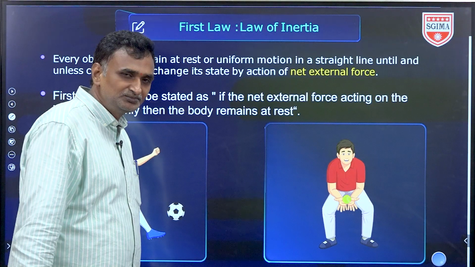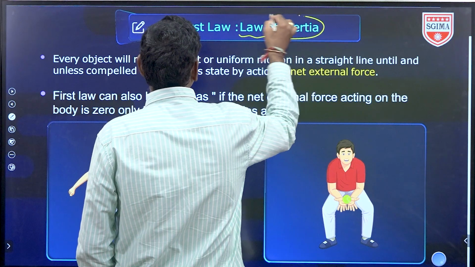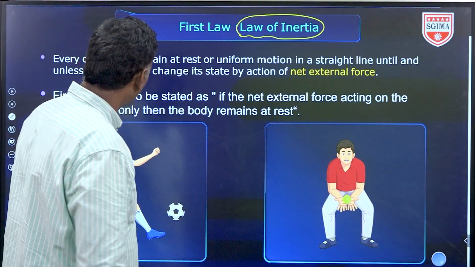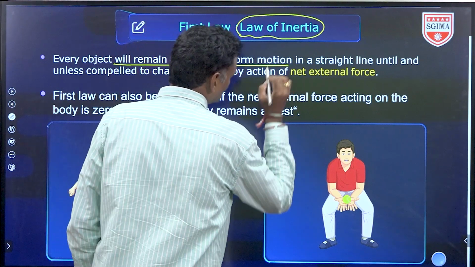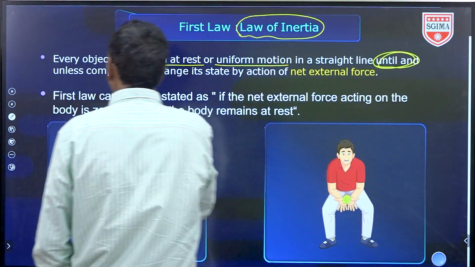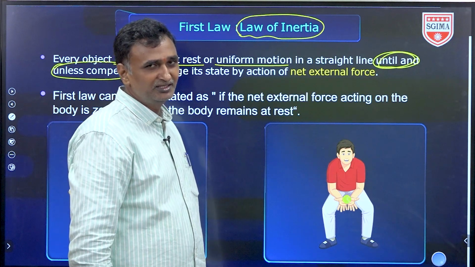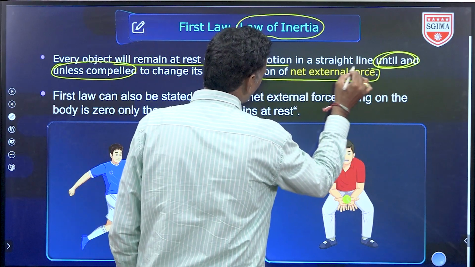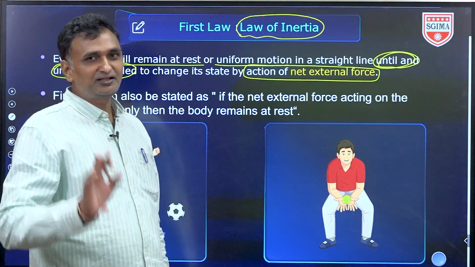Here is the first law of motion, which is also called the law of inertia, as we just discussed. So what is the first law of motion? Every object will remain at rest or keep moving with uniform motion in a straight line until and unless compelled to change its state by the action of a net external force, which means there is no force acting on the body.